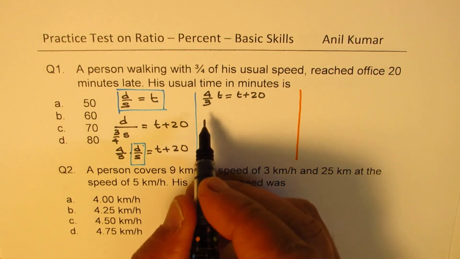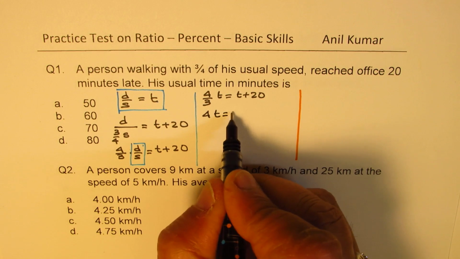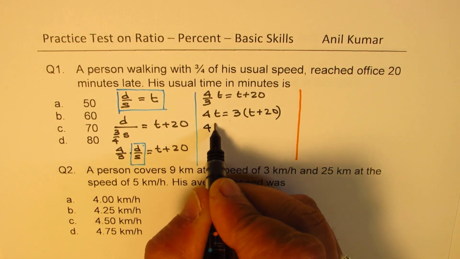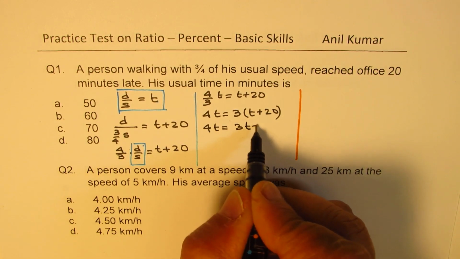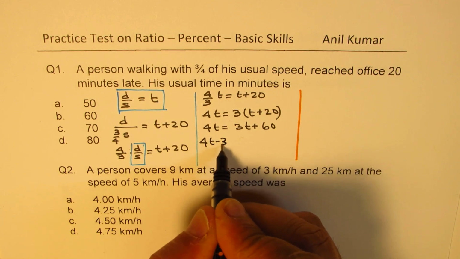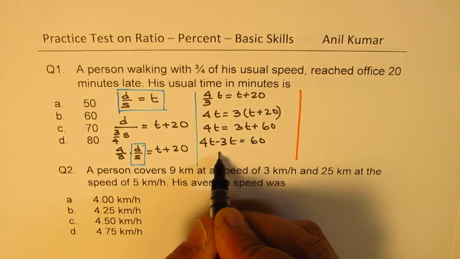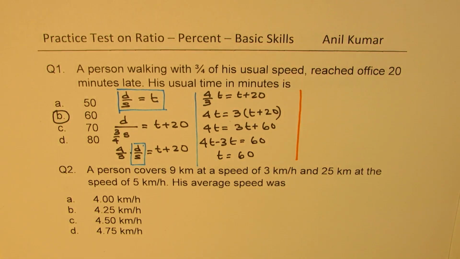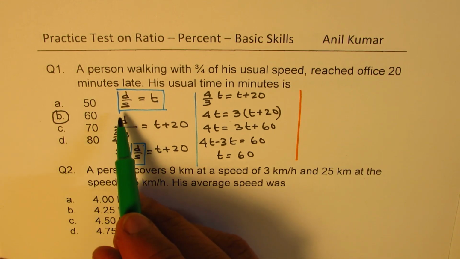Now we have an equation only with t, and we can just solve it. Multiply both sides by 3. So we get 4t equals 3 times t plus 20. I could write this as 4t equals 3t plus 60. Taking this on the left side, 4t minus 3t equals 60, or t equals 60, right? So we get our solution B as the right solution. Is that clear to you? Correct?